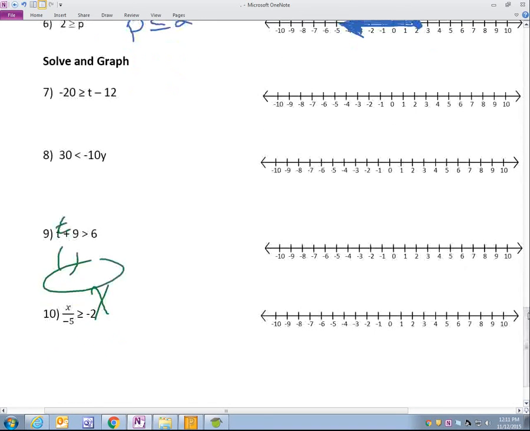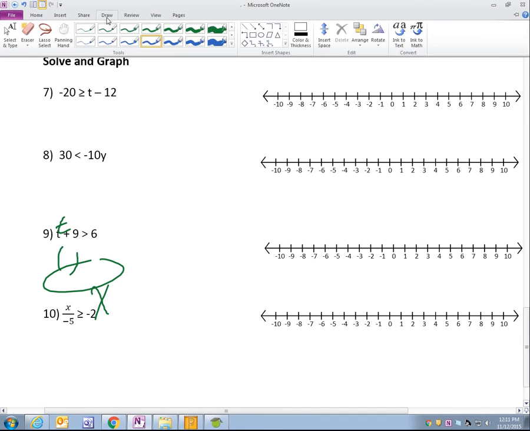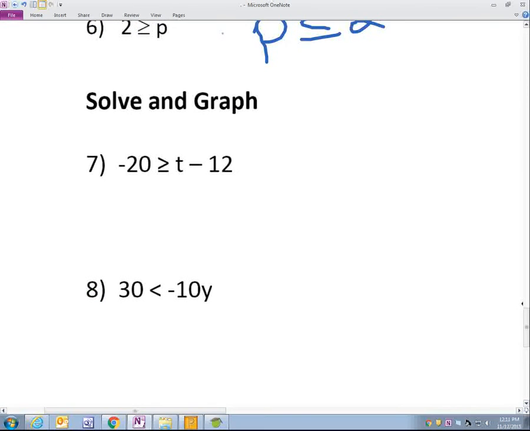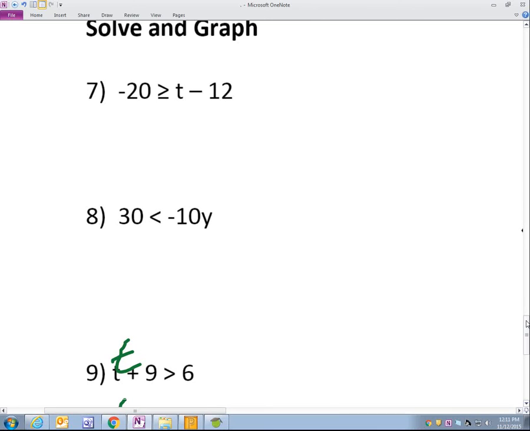Solve and graph. This is just like the homework that you guys are going to be doing tonight. We have negative 20 is greater than or equal to t minus 12. You have to ask yourself, just like we've done for the last 4 weeks, what is happening to the variable? Yes, Chase. 12 is being taken away from it, so we have to do the inverse. So what's the inverse of subtraction?